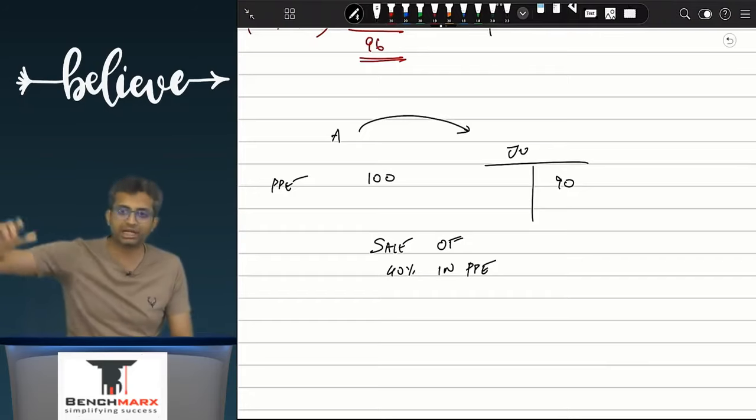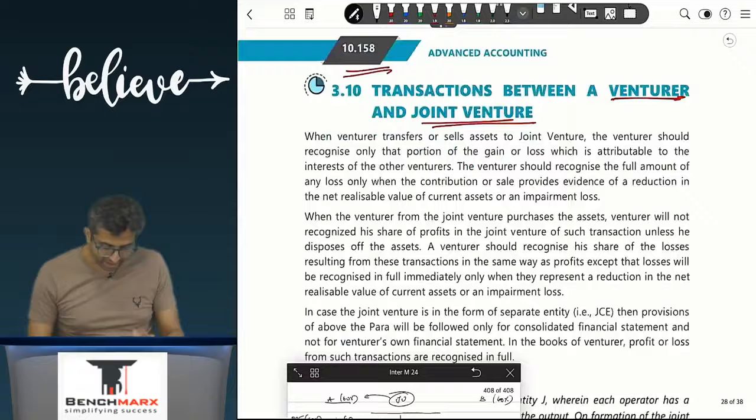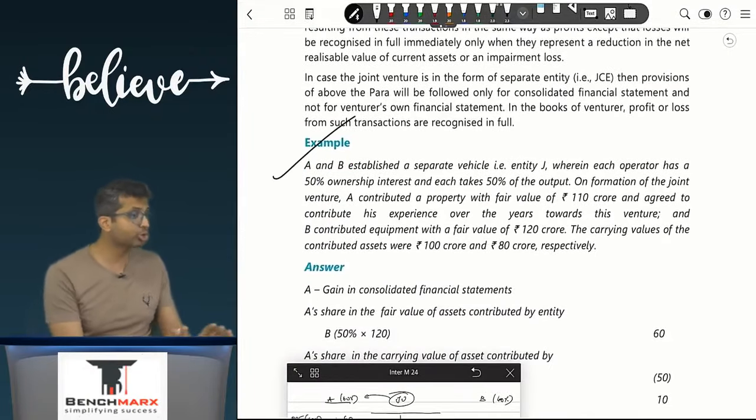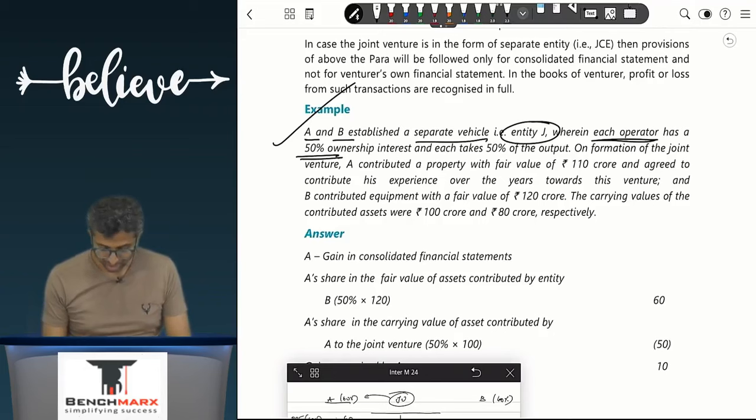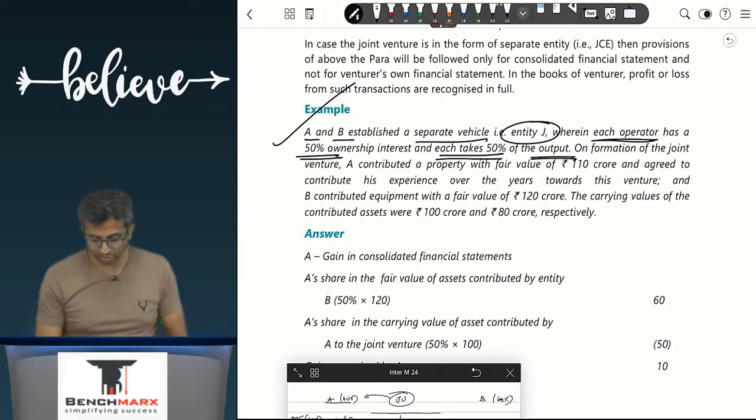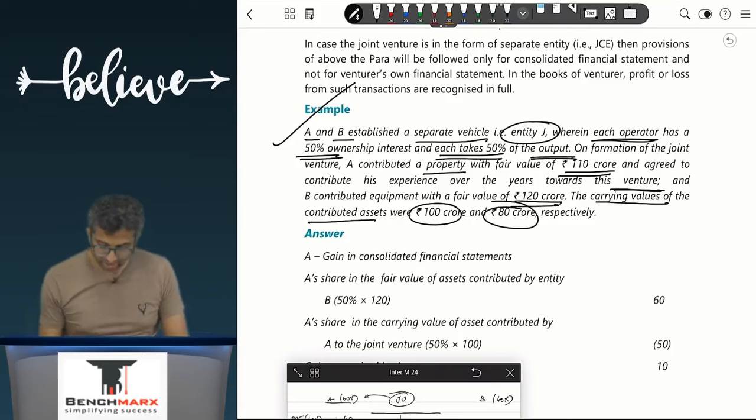Thankfully, the institute has not put any detailed sums on this. I don't even think that it will come. But if it does, there's one example which they have put in, so you should be aware ke bhai aisa kuch ho sakta hai. A and B established a separate vehicle, that is J, wherein each operator has a 50% ownership interest and each takes 50% of the output. On formation of the joint venture, A contributed a property with a fair value of 110 and agreed to contribute his experience over the years towards the venture. And B contributed equipment worth 120 crores, and the carrying values of the contributed assets were 100 and 80 crore respectively.